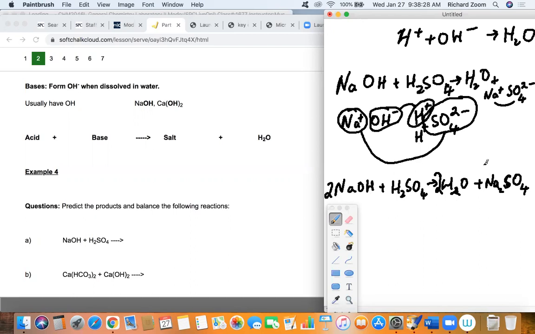So that would be the final balanced equation we would need if we were dealing with sodium hydroxide and sulfuric acid. All right, I'm going to stop here for a second. Does anybody have any questions?